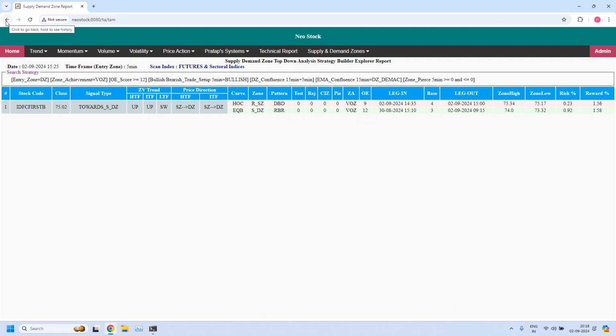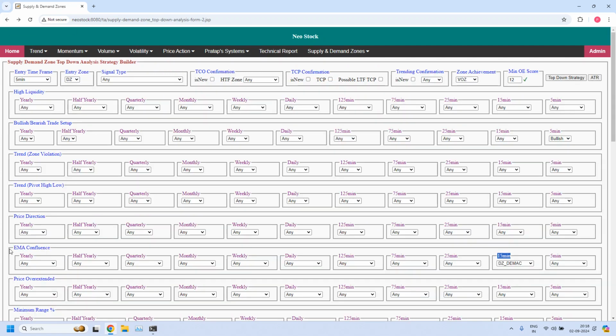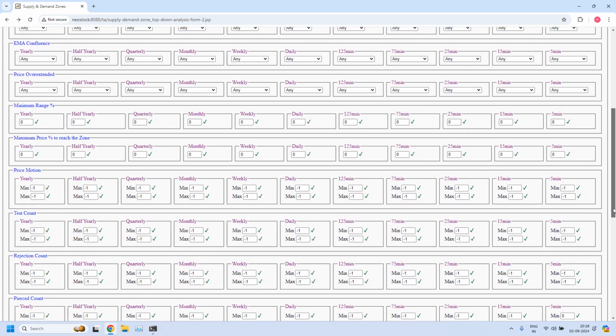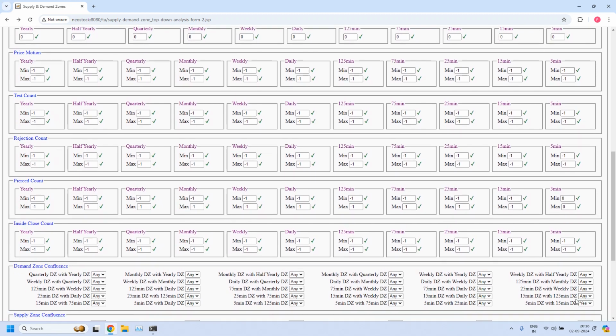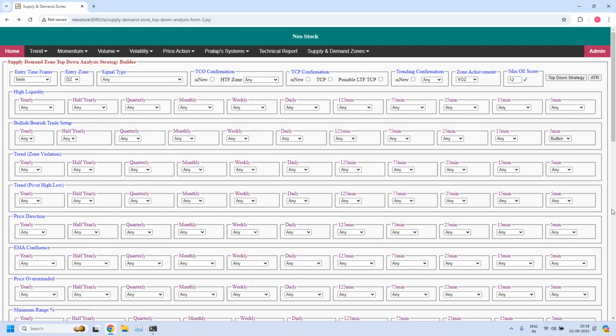Okay, in the next report, let us look at LTF, ITF, HTF confluence. So EMA confluence, I am removing the filter. Next, we are looking for LTF, ITF, HTF demand zone confluence. Already 5 minutes and 15 minutes is enabled. Next, 5 minutes demand zone with 75 minutes demand zone. Next, 15 minutes demand zone with 75 minutes demand zone. All three filters are enabled. That is LTF, ITF, HTF confluence.